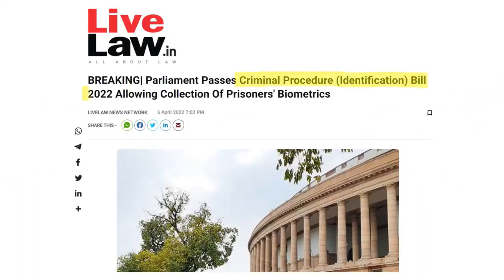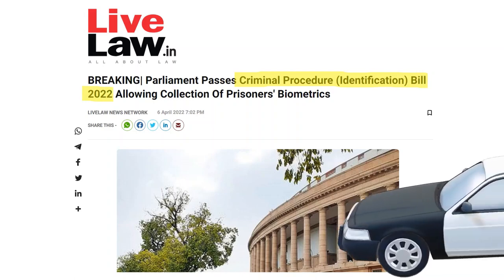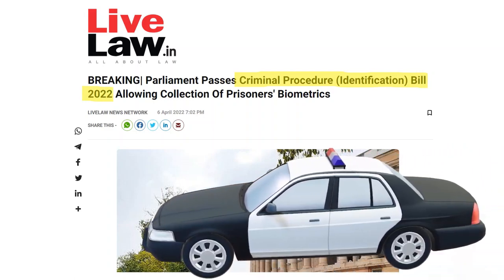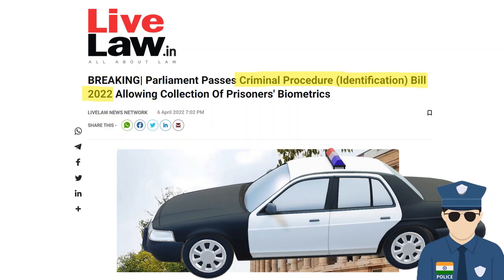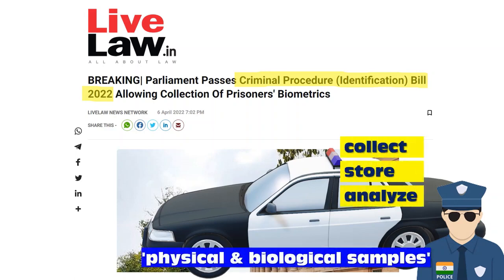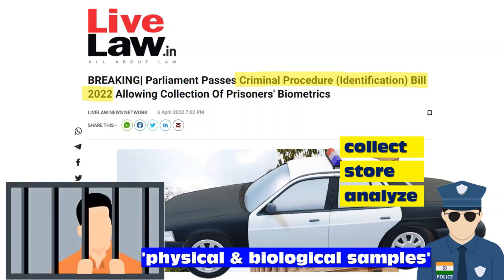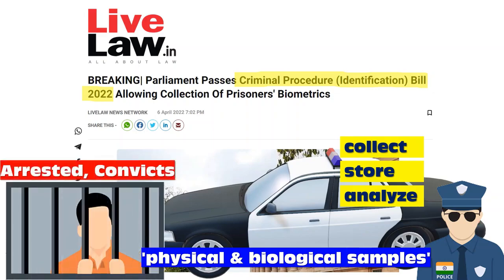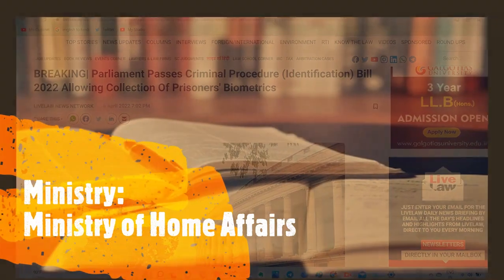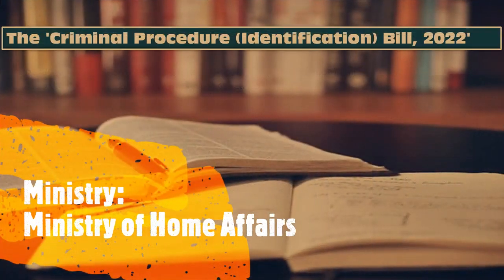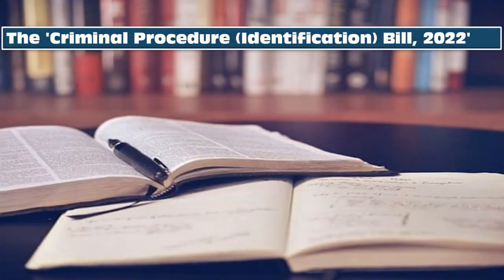The Criminal Procedure Identification Bill 2022 is in the news. It proposes to authorize police and prison officials to collect, store and analyze physical and biological samples of arrested persons and convicts for criminal investigation. In this video, we will study the bill in detail.